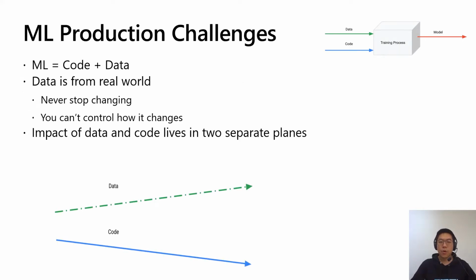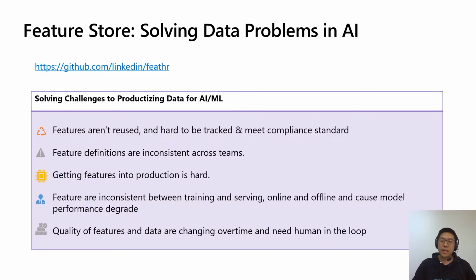So first, why would we actually need a Feature Store at the very beginning? Because we all know that machine learning models are composed of both code and data. For data, they are from the real world, never stop changing, and you can't control how it changes. And because of that, we meet a lot of data problems in the AI world. Specifically, we categorize them into 5 different categories.